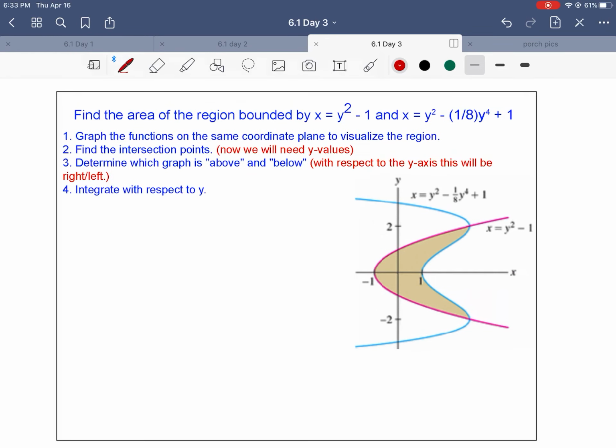All right, here's another example. Find the area of the region bounded by x equals y squared minus 1 and x equals y squared minus 1/8 y to the 4th plus 1. So they're graphed. We need our y coordinates that are points of intersection. We need the right and the left, not the above and the below. And we're going to integrate with respect to y. So the graph is very detailed.